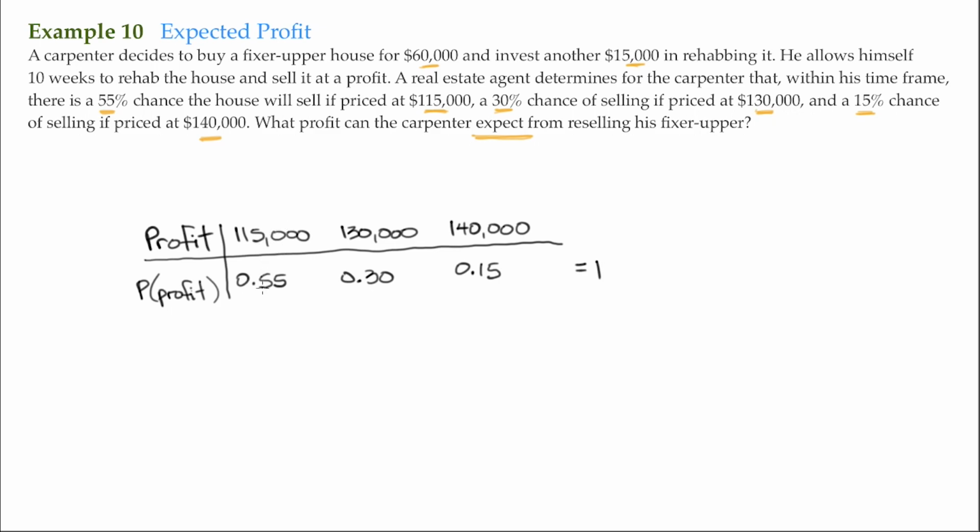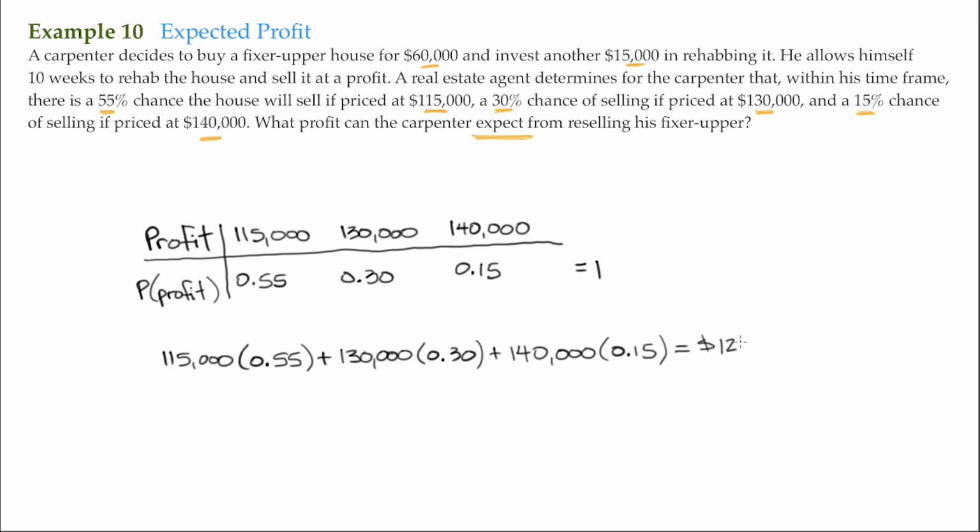So then we'll just go ahead and multiply each one and then sum it all together. So I've got $115,000 times 55%, add that to $130,000 times our 30%, and of course add that to $140,000 times 15%. So tally all this up, and we have $123,250.